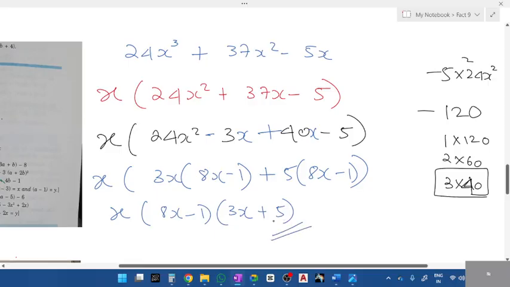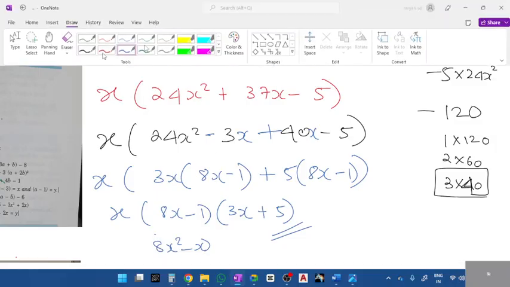Check the answer in the textbook. Is it given like this or have they multiplied? Is it 8x square minus? Yeah, I think this is the answer.